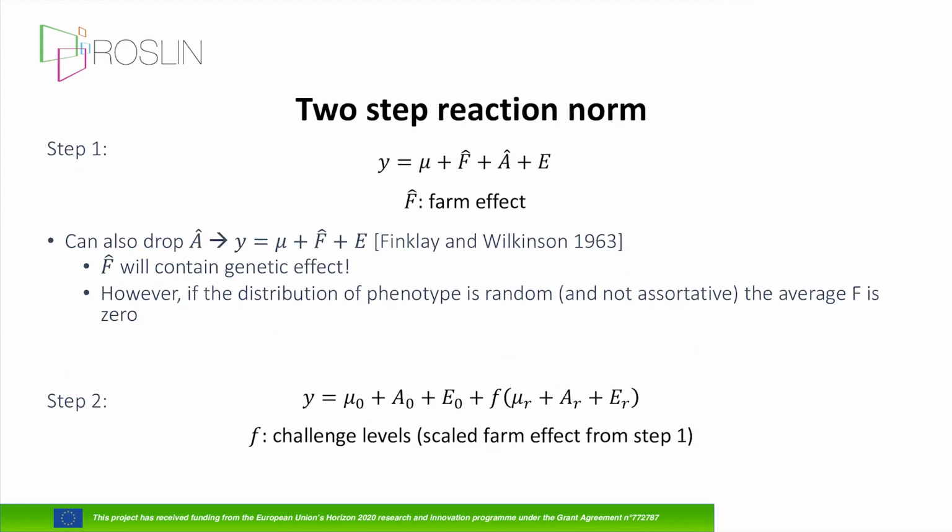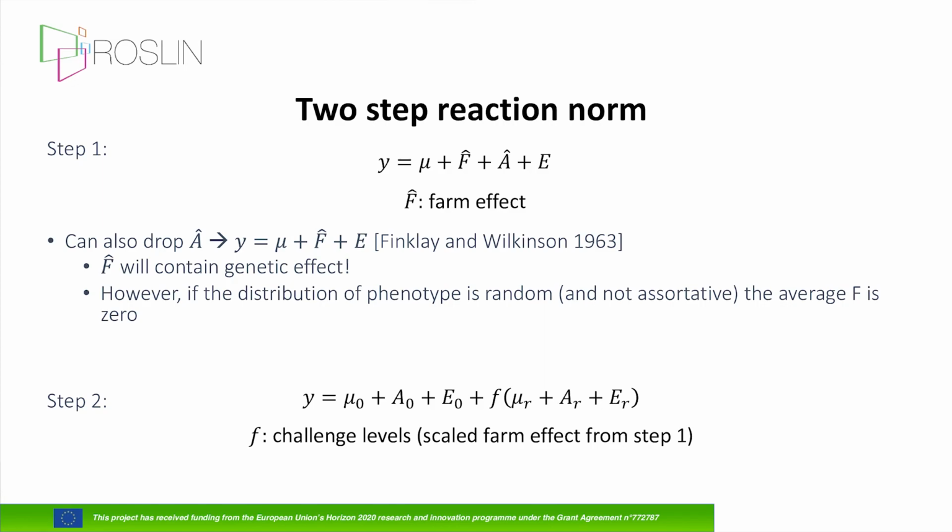Okay, so the method that we are going to use is the two-step reaction norm. So what you do is basically you start with a model where you model a mean for all the individuals, a farm effect, a breeding value, that is the additive genetic breeding value, and a residual. And you can drop the A actually if you want, and you will end up with the Finlay-Wilkinson model that was provided a long time ago for plants.